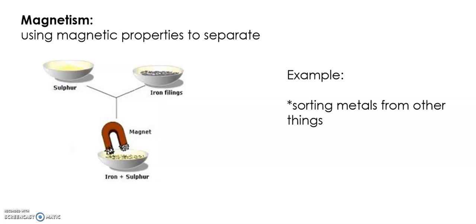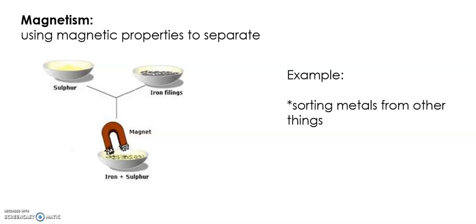Magnetism is obviously using magnetic properties to separate things. So if you have a mixture of something that is magnetic, like metals are magnetic, and something that's not magnetic, you could use the magnet obviously to pull the magnetic pieces out. They sometimes use this at recycling centers when they're trying to sort metals from other things, right? If they have a big strong magnet over a conveyor belt where all the stuff is moving past it, all the garbage or recycling, it'll pull up the metal cans and things and leave the non-metals or non-magnetic metals even on the conveyor belt. So this is a way to sort that way.